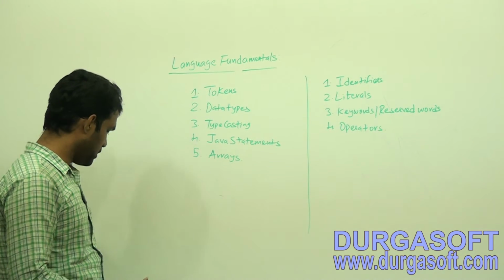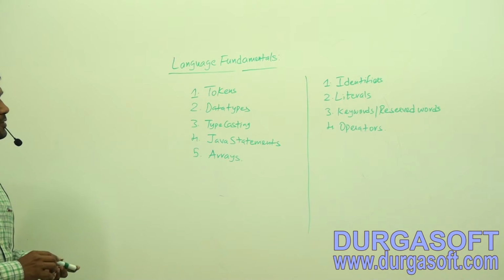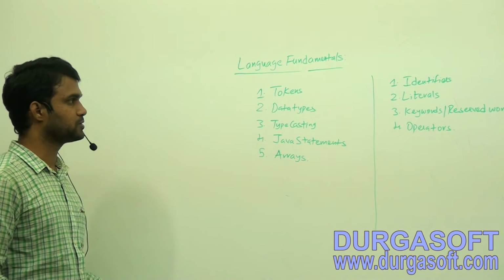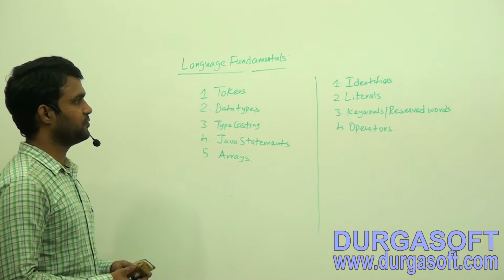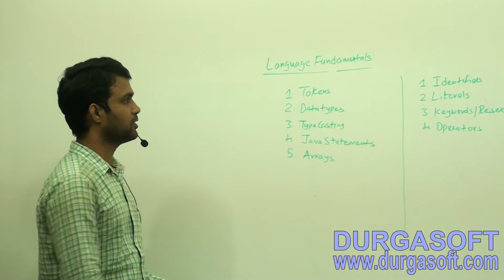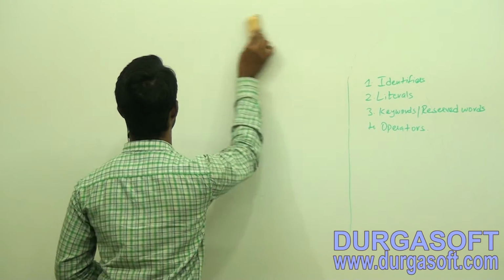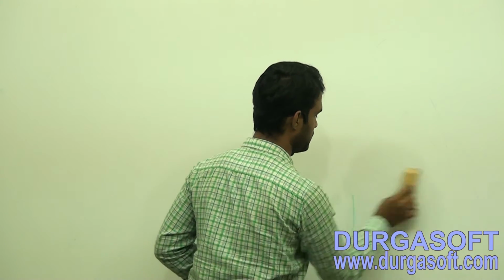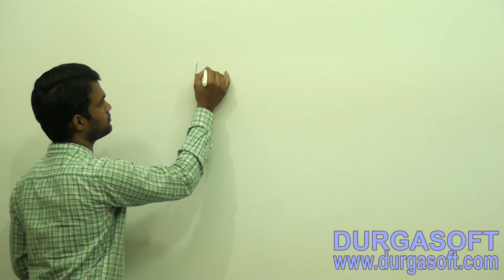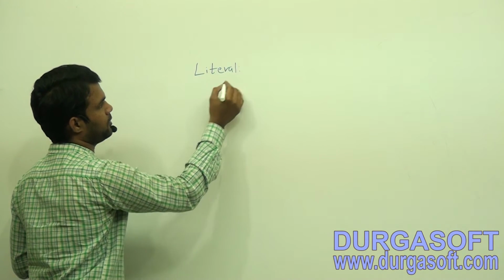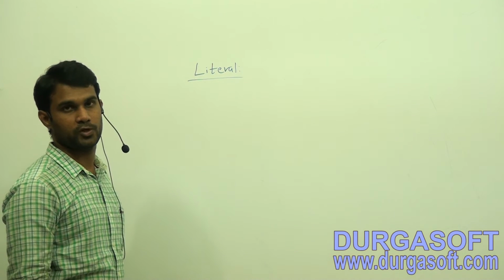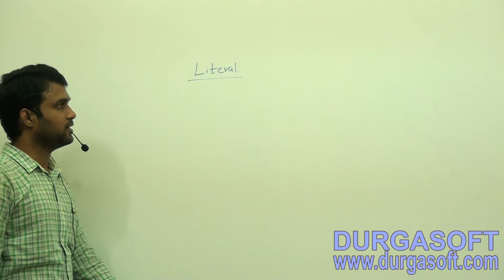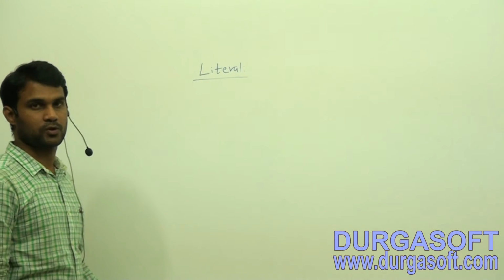Last class we already finished the identifiers concept. Within identifiers we saw the rules. Now let me discuss one more concept within tokens, that is literals. First of all, what is a literal? A literal is a constant which is assigned to a Java programming variable.